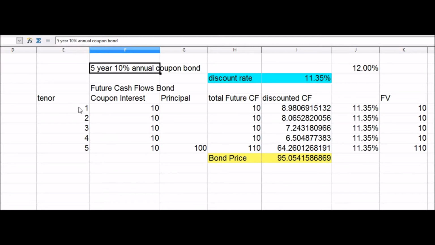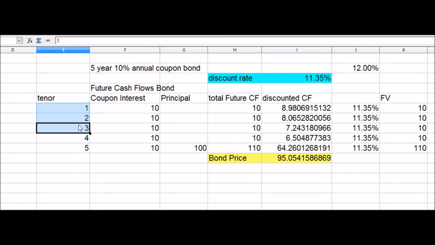Let's take an example of a bond instrument. This is a 5-year government bond with a 10% coupon. In column E, you have the tenor 1, 2, 3, 4, 5 years, the coupon interest in column F, the principal repayment in column G, the $100 the buyer gets back at the end of the tenor. This is called redemption. The total cash flows are in column H.